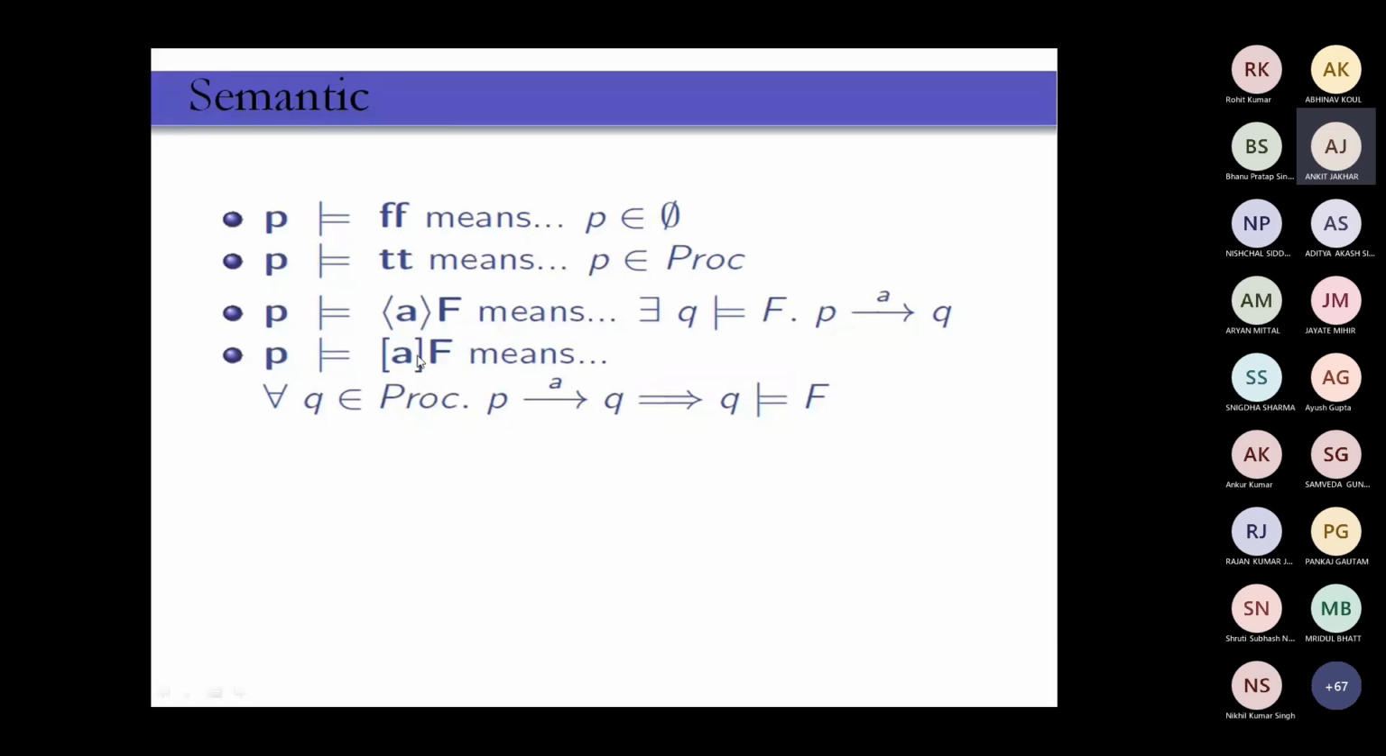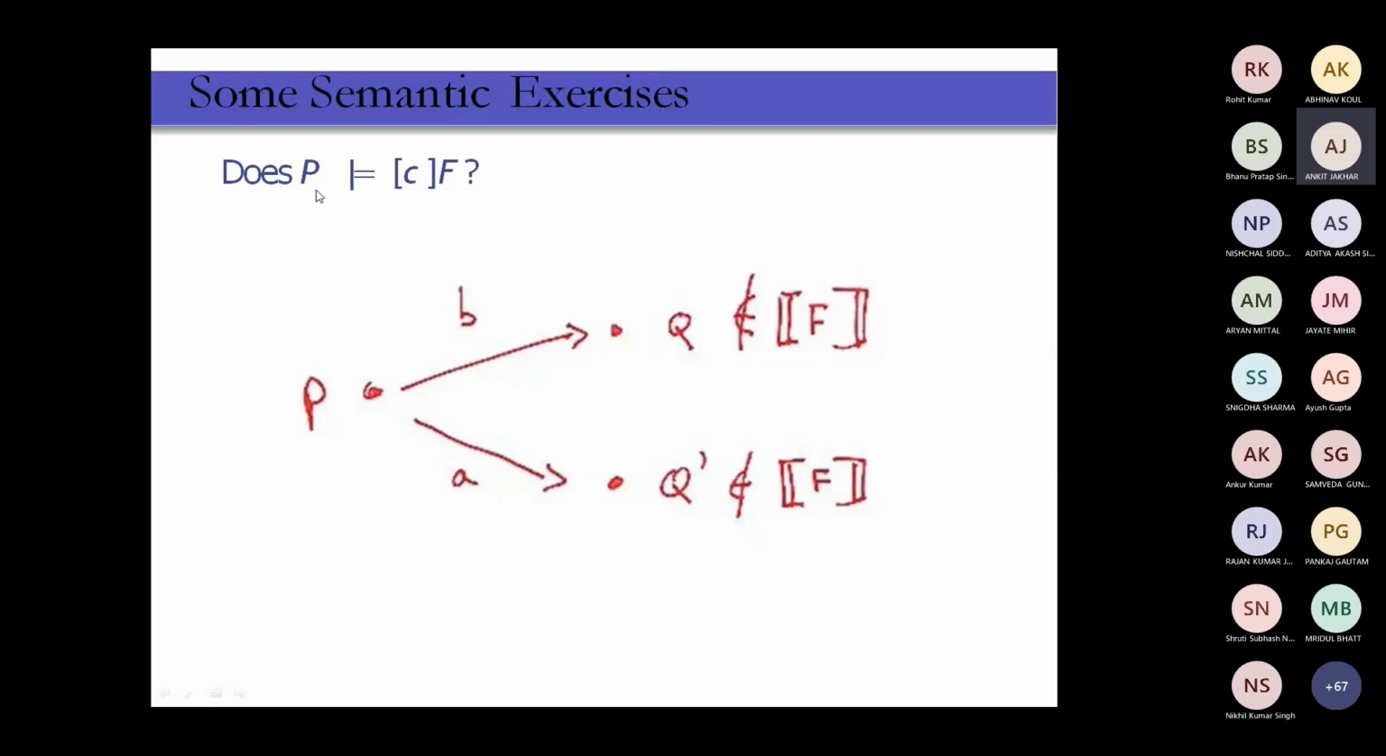Let me explain this with an example; if you have understood FF and TT a little bit, I will take further examples as well. Supposing I ask, does P satisfy box C F? Think about a state machine: P is one state, Q is another state, and Q dash is another state. From P, I perform an action A and go into Q dash. From P, I perform an action B and go into the Q state. Now just imagine that instead of C here, I write B.